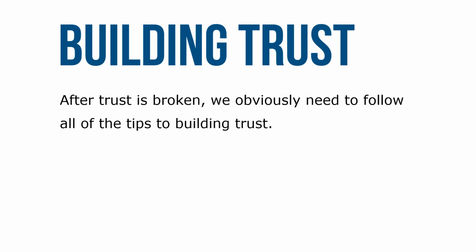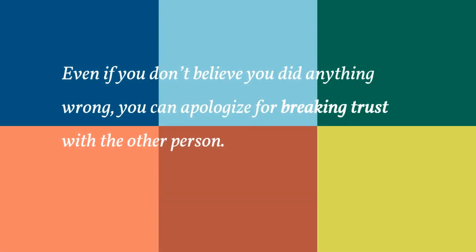After trust is broken, we obviously need to follow all of the tips to building trust. However, to truly repair trust, the starting point is to admit mistakes and give a sincere apology. People apologize more often to strangers than to their romantic partners or family members. When we do something that breaks trust, the other person is likely to be emotional, so we need to stay calm and calm the other person, and apologizing usually helps. Even if you don't believe you did anything wrong, you can apologize for breaking trust with the other person.